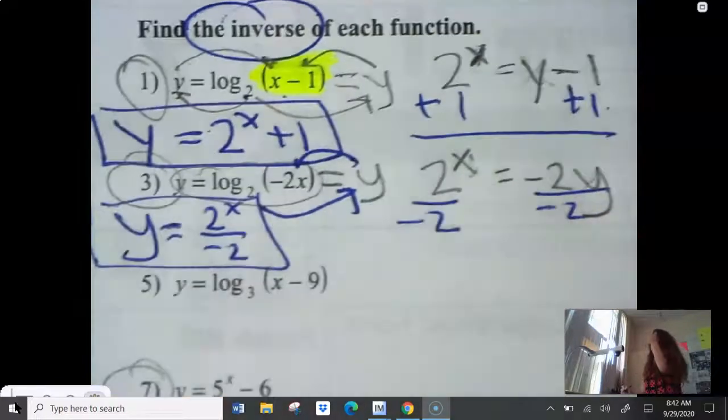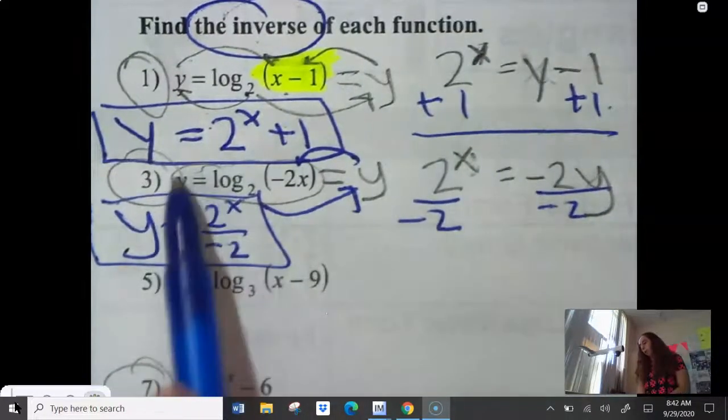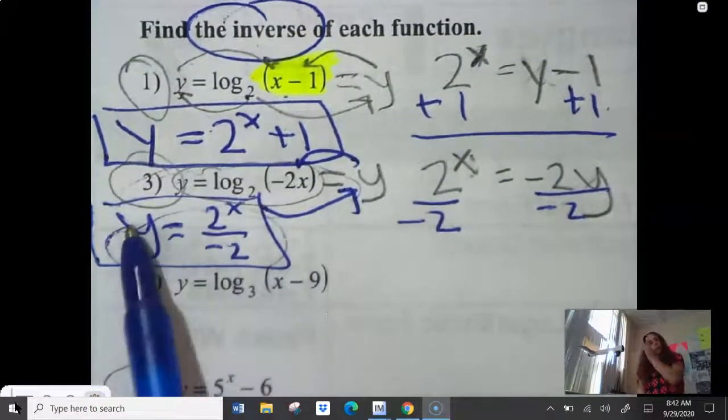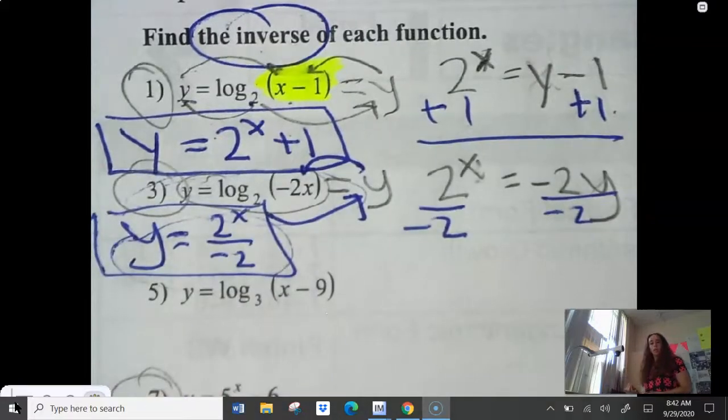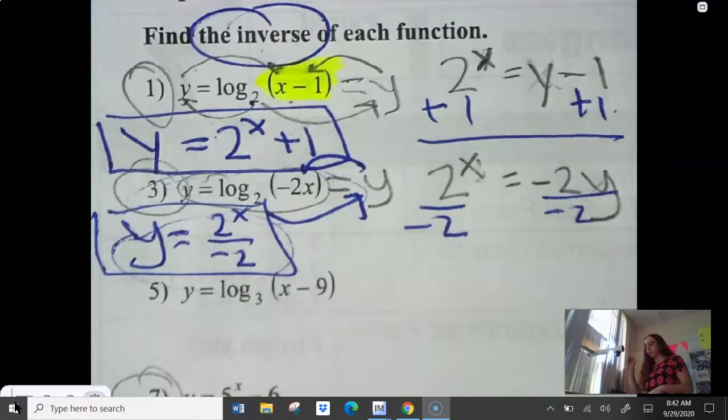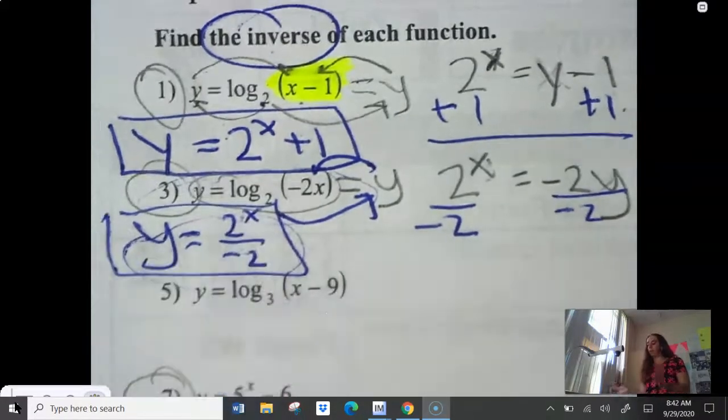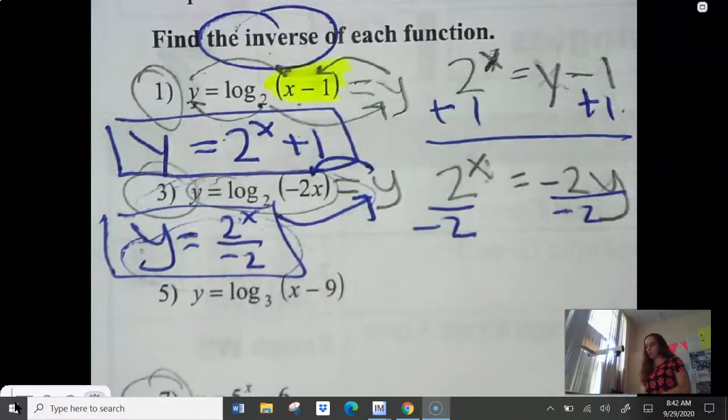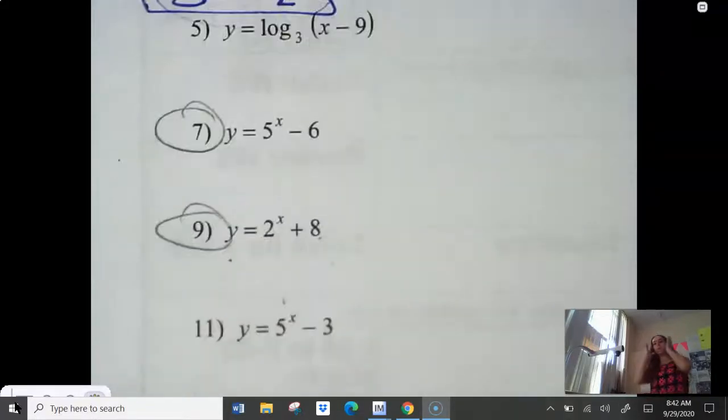Now, how could I prove if I'm correct or incorrect? Graph this in Desmos, graph this in Desmos. If I can't tell if they look like they're a reflection of each other, then I can find an x value and a y value and make sure they're switched. Okay? All right, number 7.